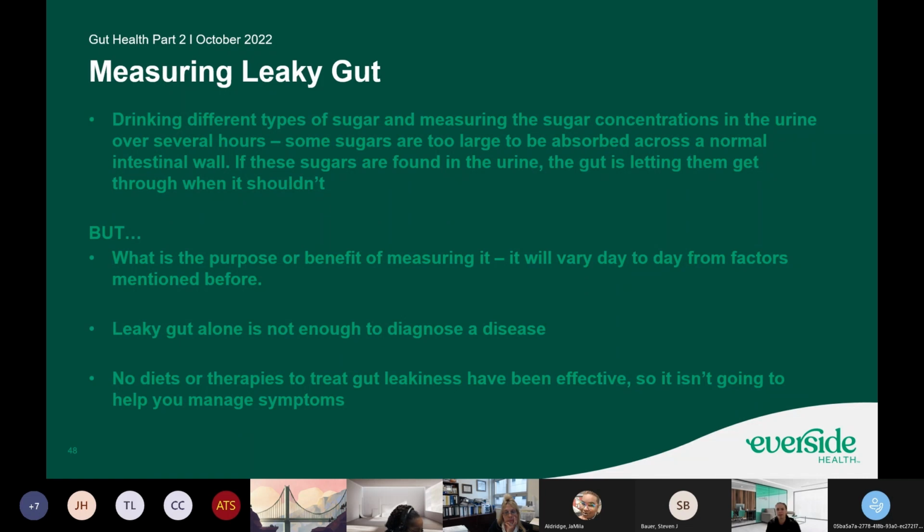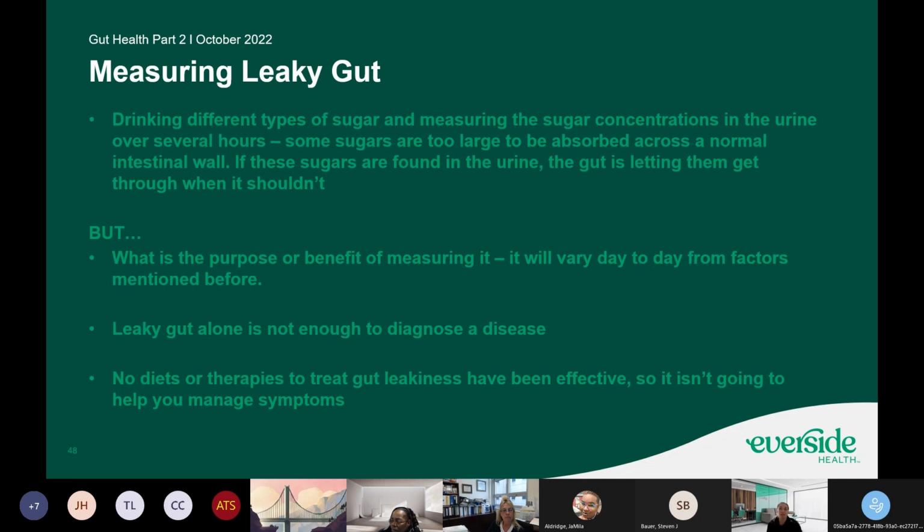But leaky gut can change from day to day. It's not consistent. Your gut's leakiness can change throughout the day. It's important to know what the benefit is in measuring it, because what are you trying to get out of that information? Leaky gut alone is not enough to diagnose a specific disease. It's not a diagnosis in itself. A lot of times it's the result of something else going on. There's not really a treatment for leaky gut because it's not a thing in itself. It's more like a symptom. So there's not anything to really help manage the symptoms.